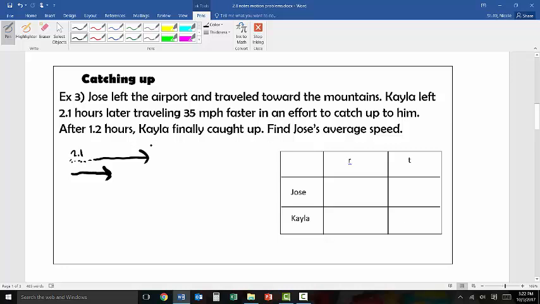It says after 1.2 hours, Kayla finally catches up to him. So that means she starts out behind, and after 1.2 hours, she catches up to him. You're supposed to find his average speed. Sometimes it helps if we make a chart. Jose's rate is R because we don't know it, and Kayla's is 35 faster. So that means it's 35 plus R. Now, Kayla was only in the air for 1.2 hours.